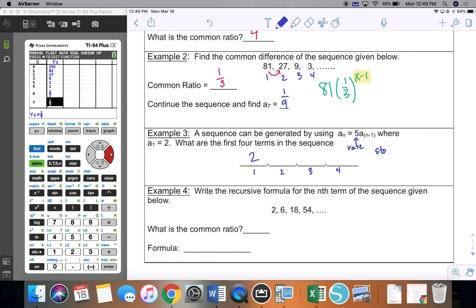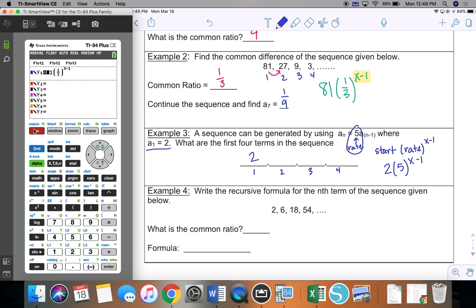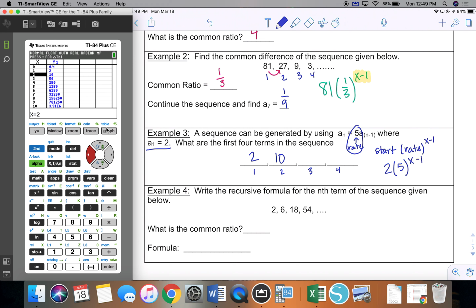So if I do starting, or A1, times my rate to the x minus 1, I'm starting at 2, my rate is 5, and this is raised to the x minus 1. Now I can plug this into the calculator to get the rest of my pieces. So 2 times 5 raised to the x minus 1. So if I go to my calculator, when x is 1, y is 2. And then 2 is 10. So that's 5 times the previous term. 3 is 50. And 4 is 250.